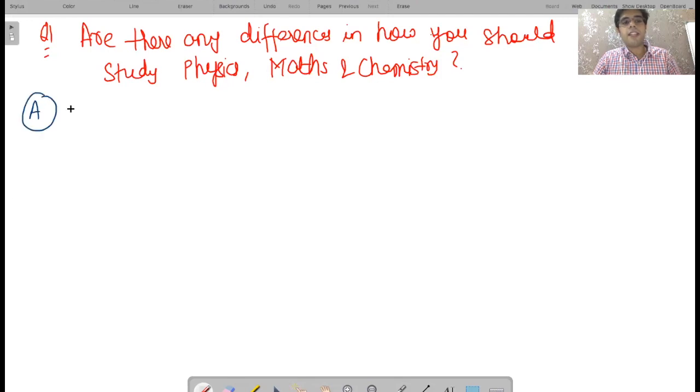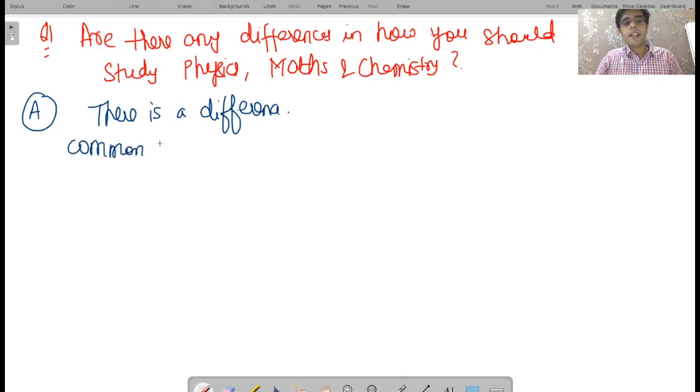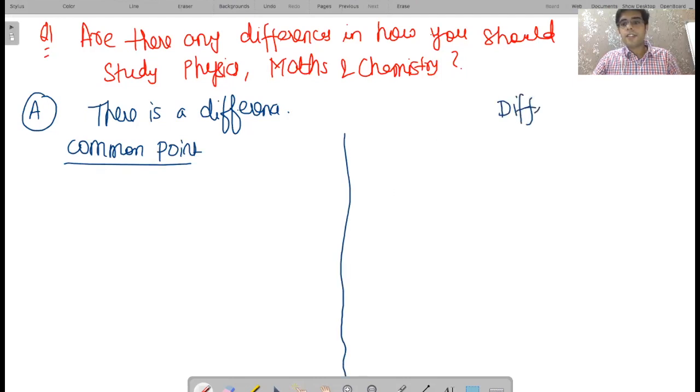But yes, let me tell you, there is a difference. Now there are some common points also. So we will look at both the common points and the differences. So the first common point is theory in detail.